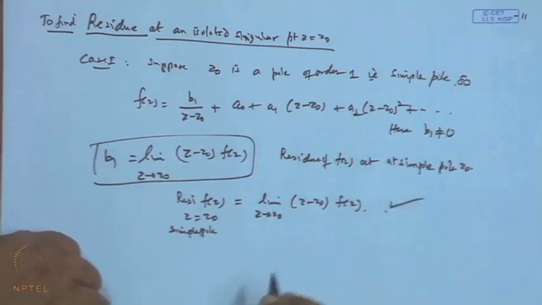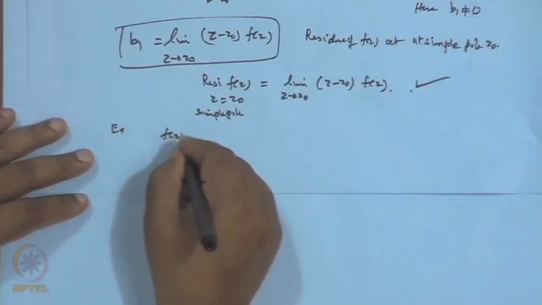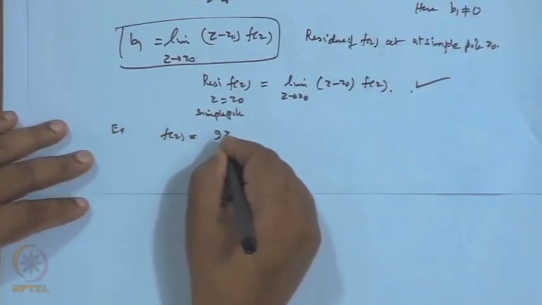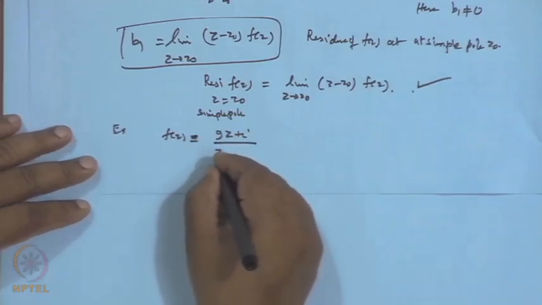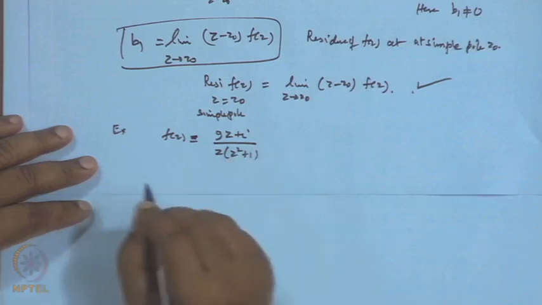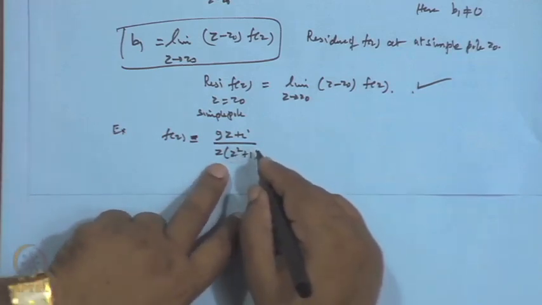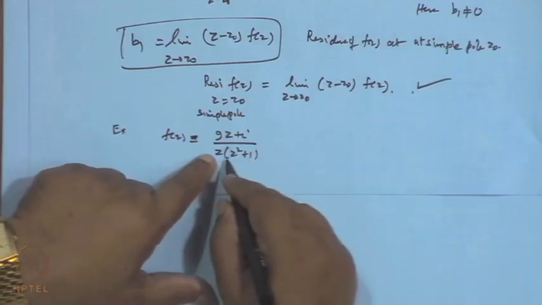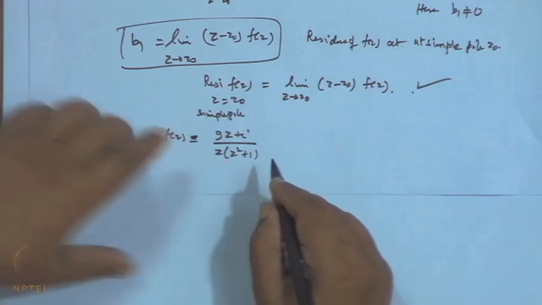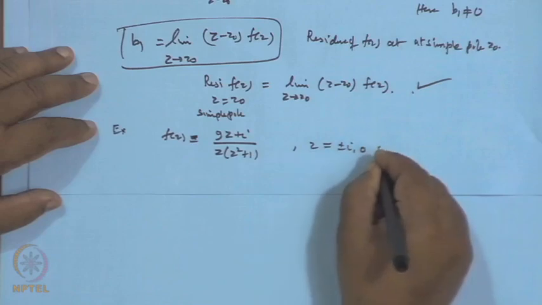Now, for example, let us take the function f z equal to 9 z plus i over z square plus 1. What are the singular points? Here, if I look, z equal to plus minus i will be singular points, and z equal to 0 will also be a singular point. So, z equal to plus minus i and 0, these are the singular points.